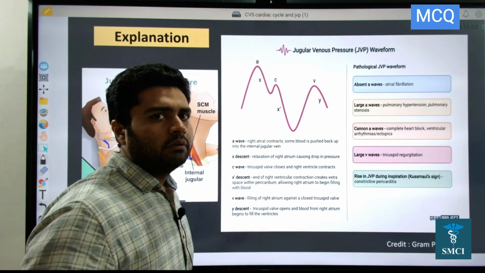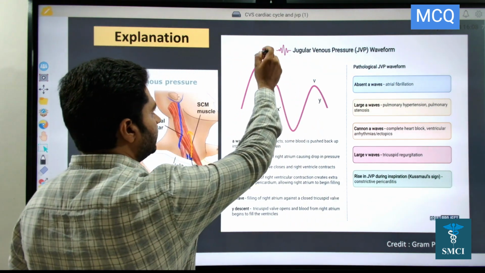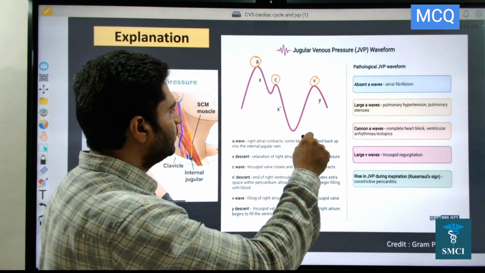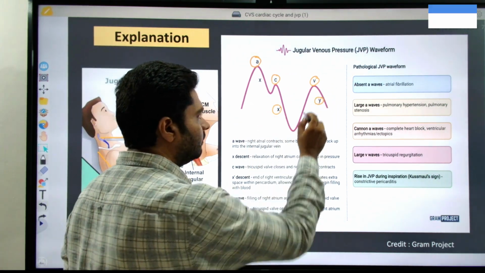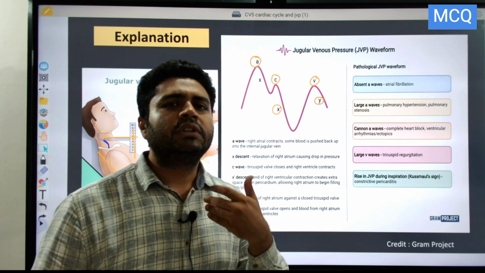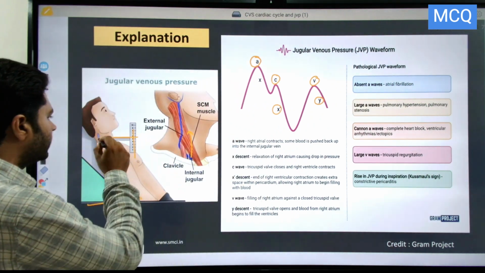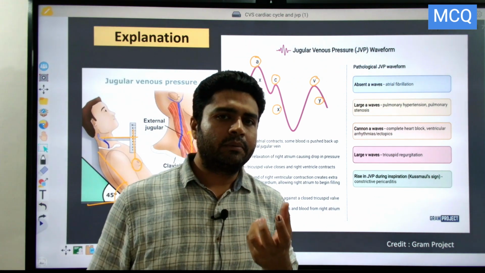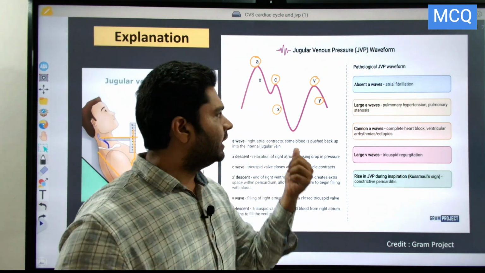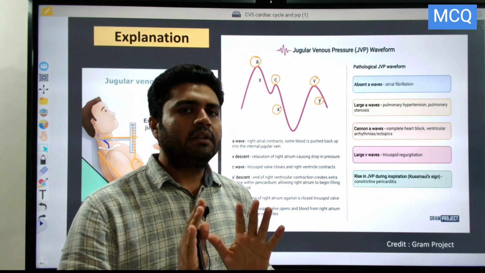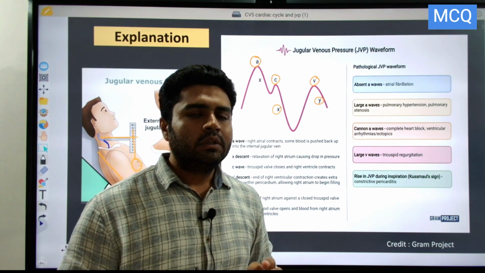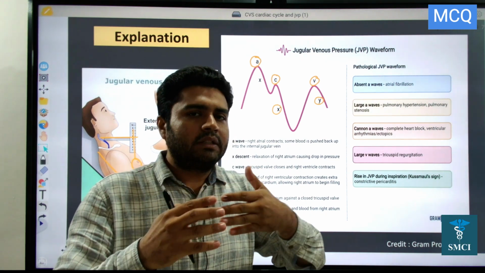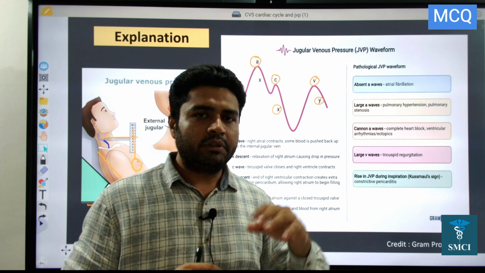What are the positive waves labeled as? Positive waves are labeled as the A, C and V wave, and the negative waves are labeled as the X and the Y. So obviously the jugular vein actually represents the right atrium. As the right atrial pressure is increased, we get the positive wave, and when the atrial pressure is going down, we get the negative. That is the simple concept. So what are the conditions during which the atrial pressure will be increased?